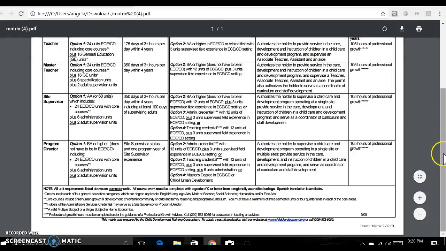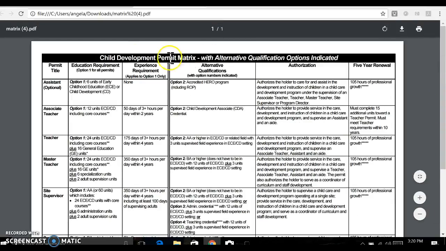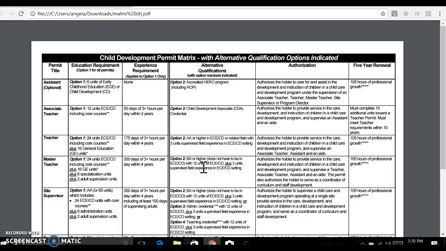So that's the first two columns. You have to meet both the education and the experience component. Over here, you'll see alternative qualifications. Some folks might fall under this category. We have some returning students who have a bachelor's degree already in a different field. It does not have to be child development. Then you only need to take the core classes, 110, 111, 112, and 113, plus 164, which is the supervised field experience.